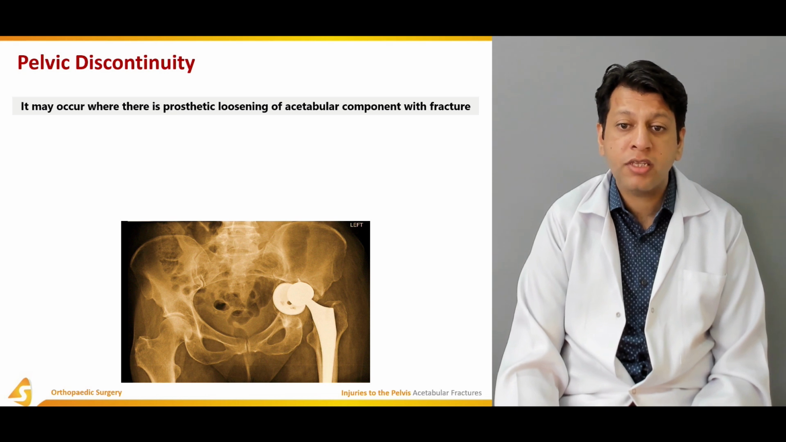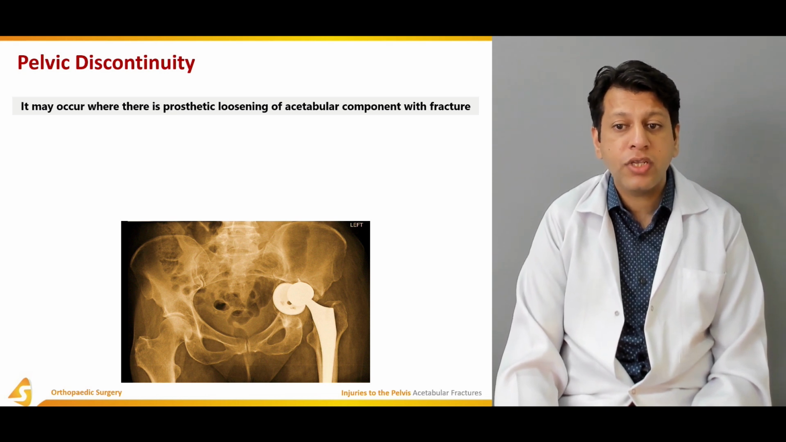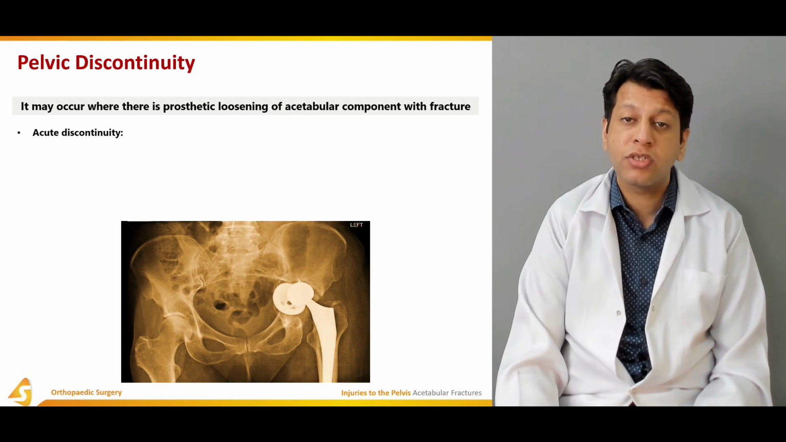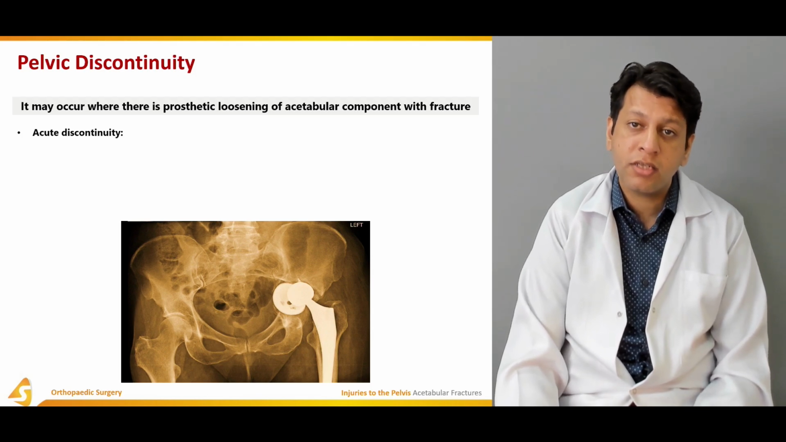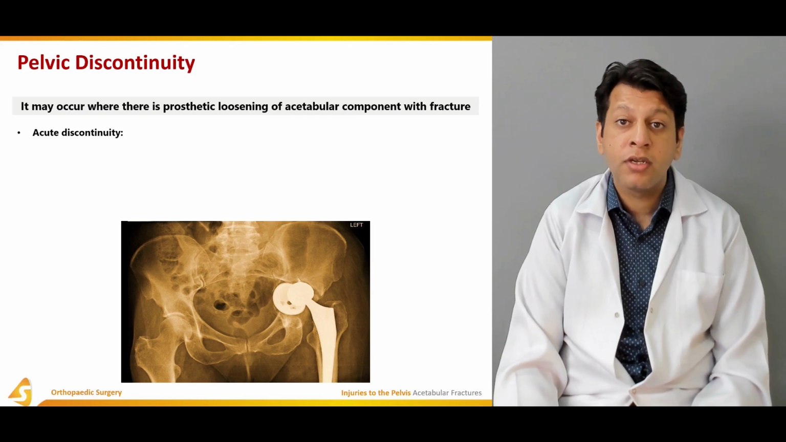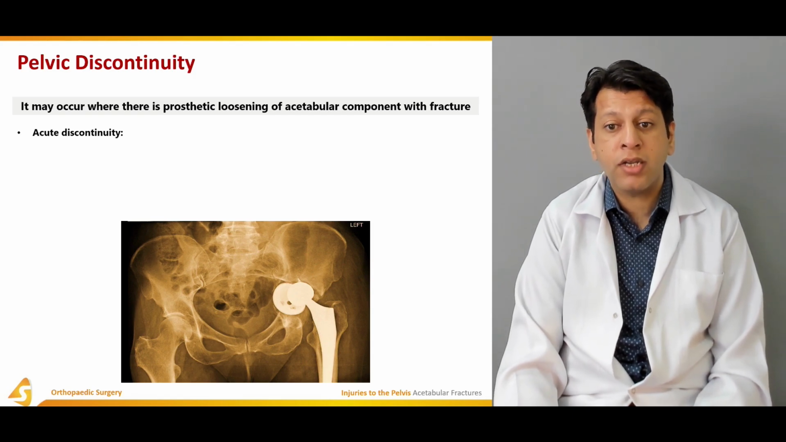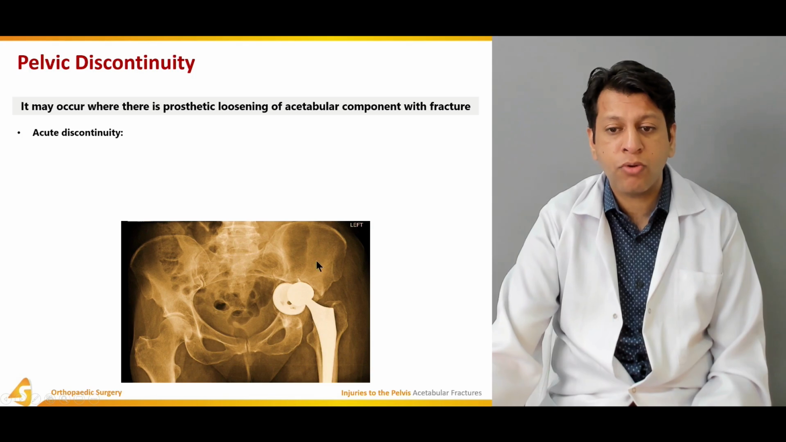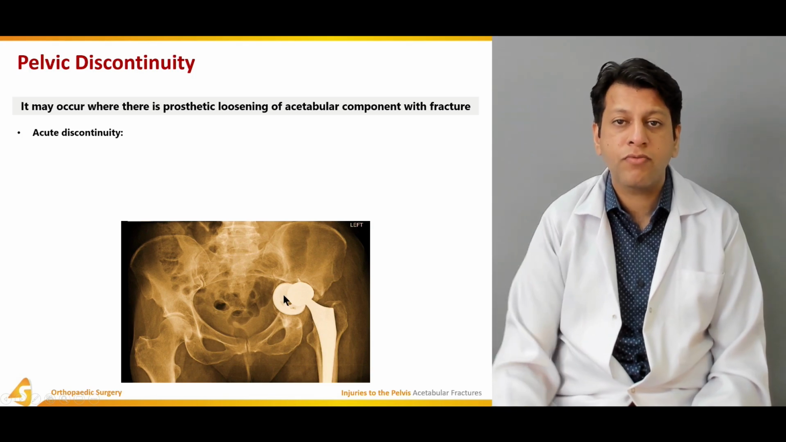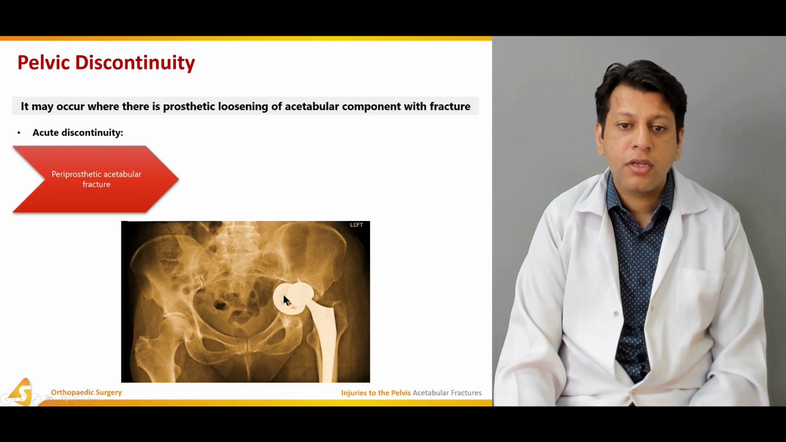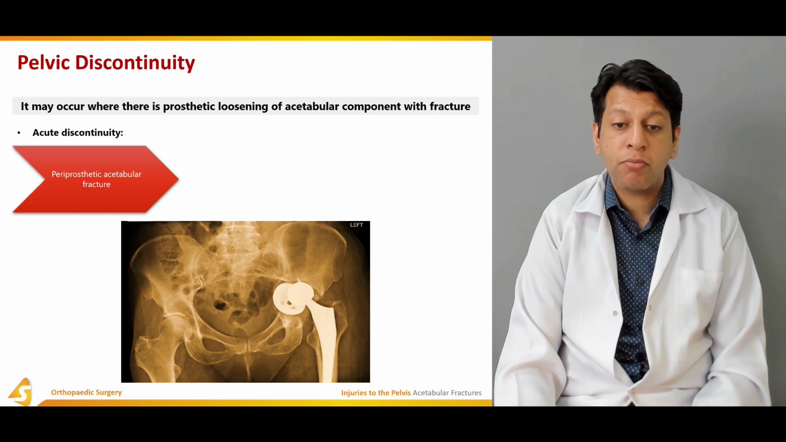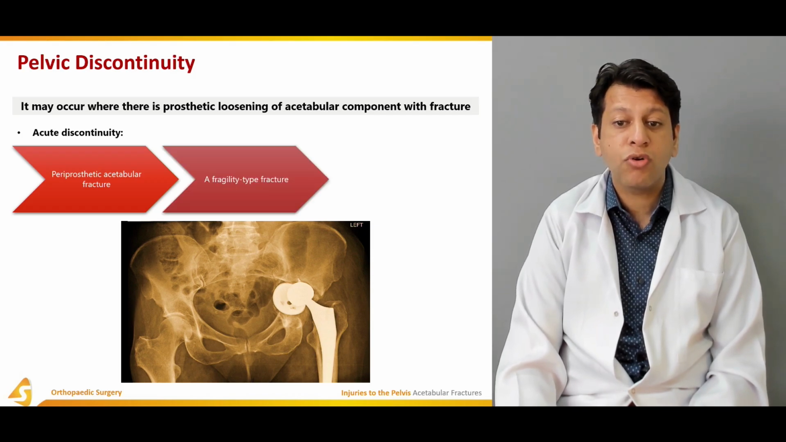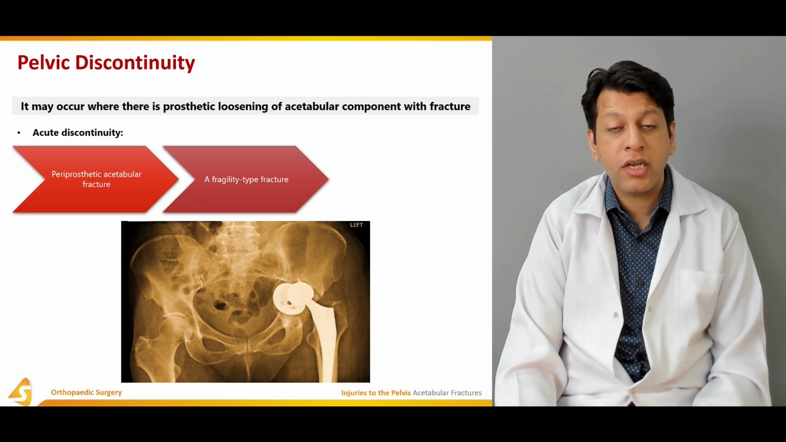It may occur when there is a prosthetic loosening of the acetabular component, a fracture, or there could be acute discontinuity. For example, the patient had some kind of total hip replacement, and then suffered trauma leading to an acetabular dislocation or dissociation of the implant. It may be associated with a periprosthetic acetabular fracture, or it could be a fragility type fracture.